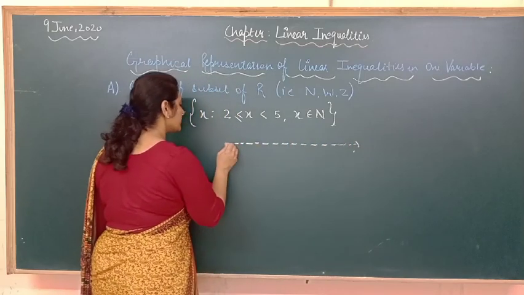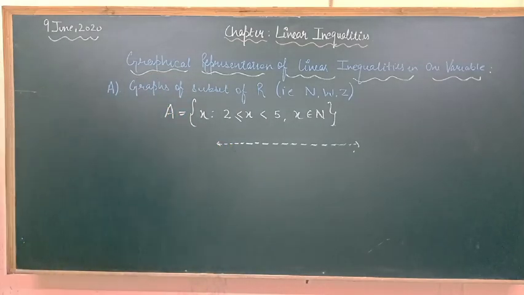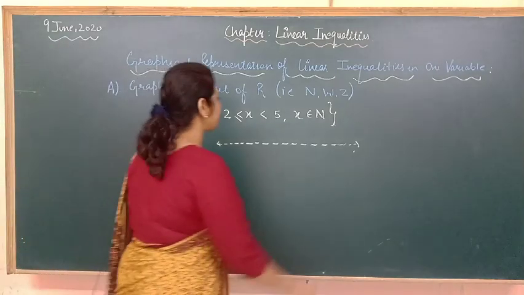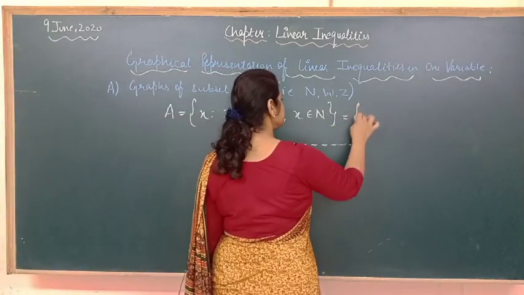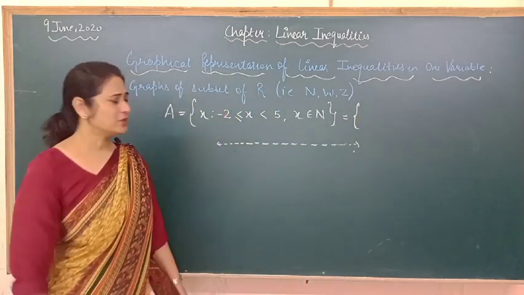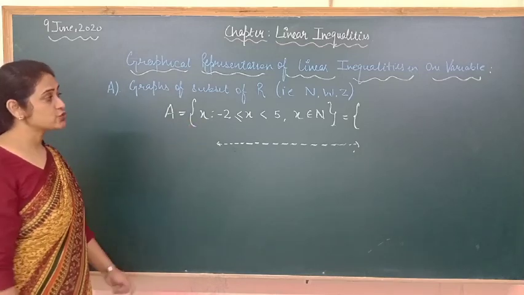Alright, which is going towards this side and that side, because natural numbers also go toward infinity. Now what is my solution set? If I want to write it down in the roster form, clear? Suppose I put minus also, then also it works. Suppose x is greater than or equal to minus 2 and less than 5.